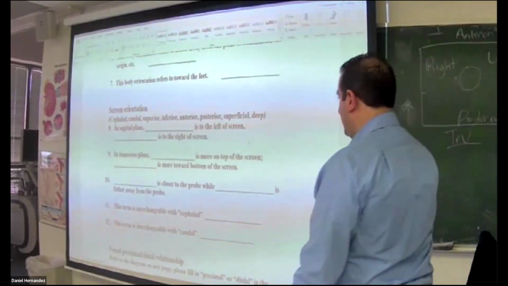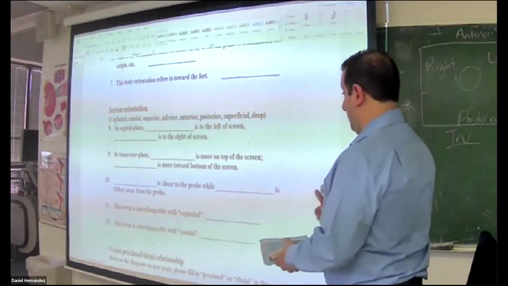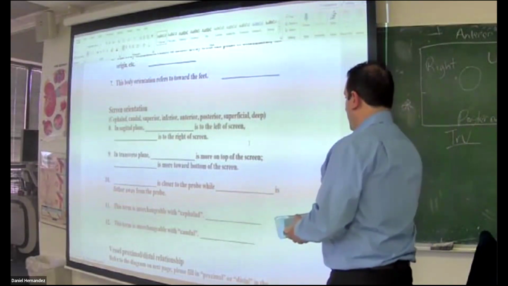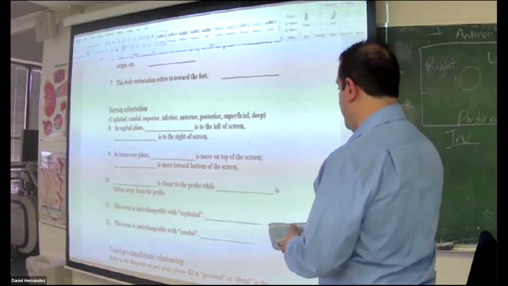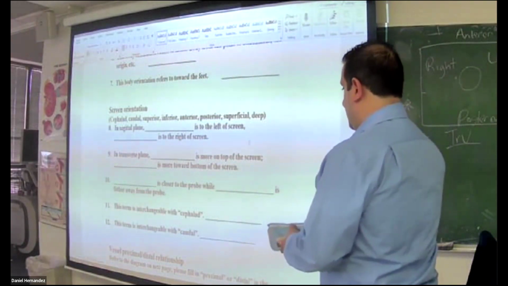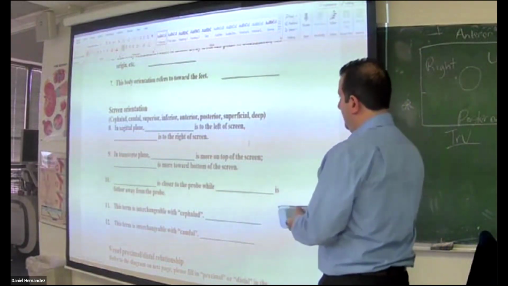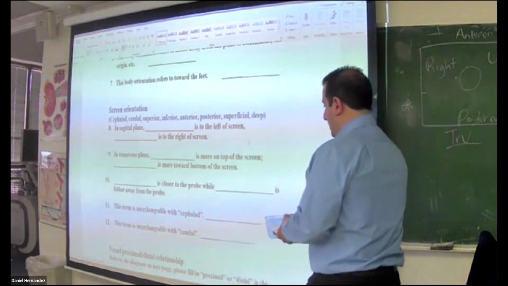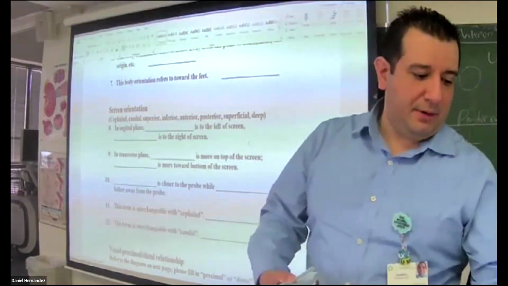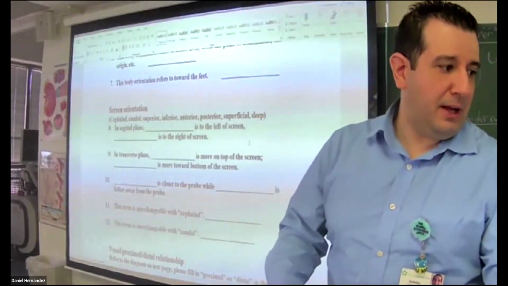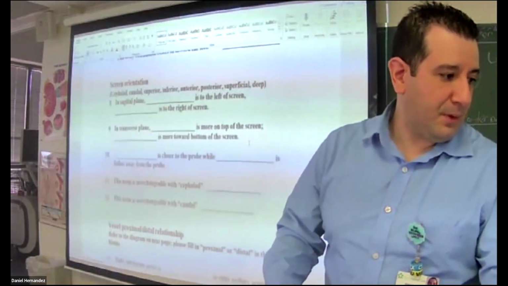In terms of some of those terms, closer to the probe would be superficial, while deep is further away from the probe, so you can use those terms. The term interchangeable with cephalad would be superior, and interchangeable with caudal would be inferior. You can swap those terms out.